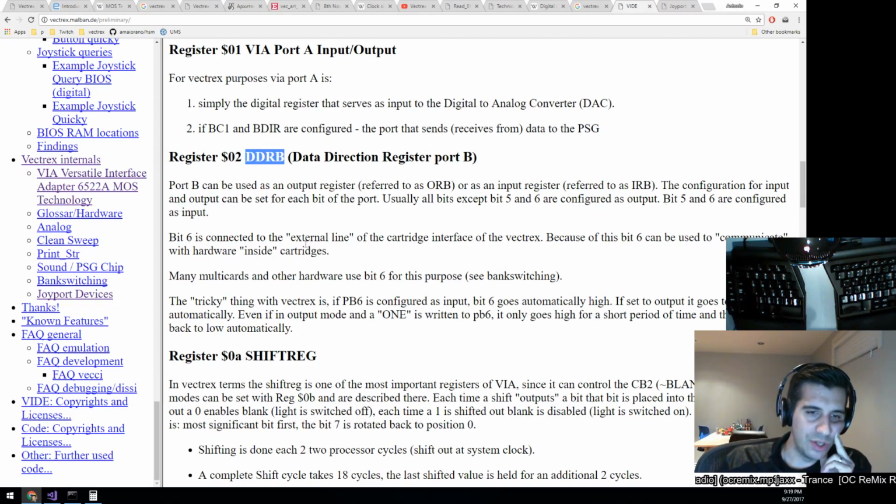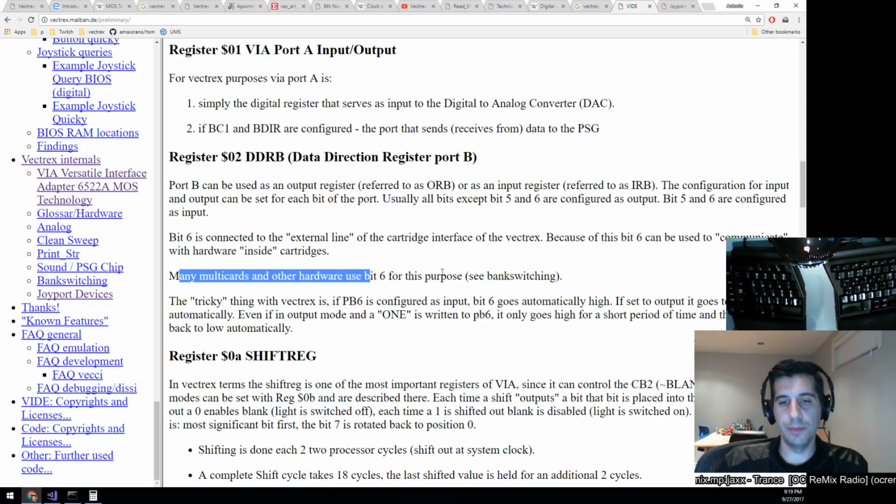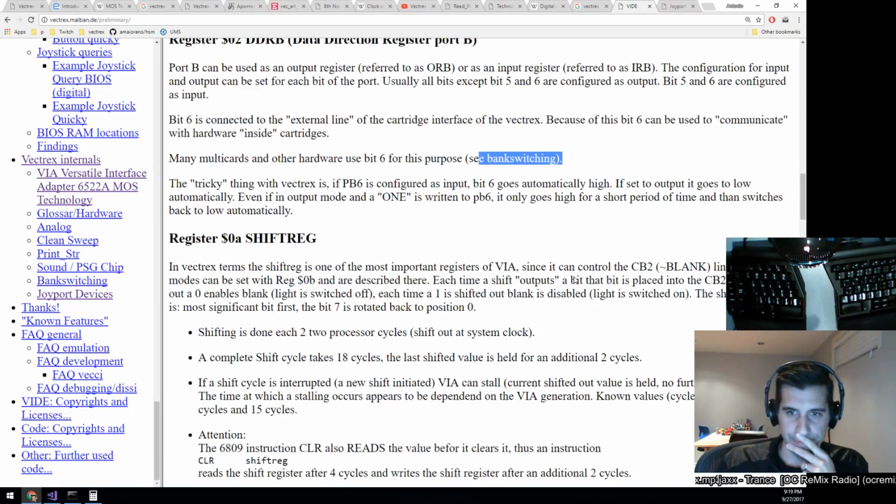Bit 6 is connected to the external line of the cartridge interface of the Vectrex. Because of this, bit 6 can be used to communicate with hardware inside cartridges. Many multi-carts and other hardware use bit 6 for this purpose. See bank switching. So there you go.